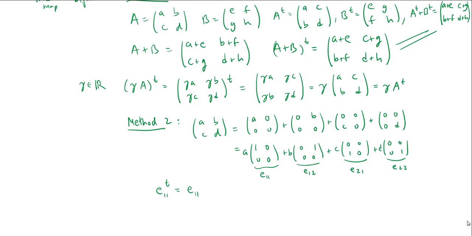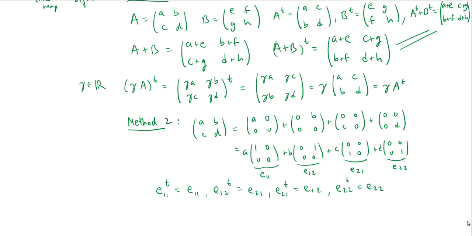E11. What about E12 transpose? Well, in this case, the 0, 0 on the diagonal stays, but the 1, 0 on the off diagonal, that actually is going to swap, and it gives me the same thing as E21. And E21 is just going to go backwards. So if I have E21 transpose, I'll get E12. And then finally E22 transpose will just be E22 again, because the only non-zero entry is in that lower right corner on the diagonal. That doesn't get moved by the transpose.